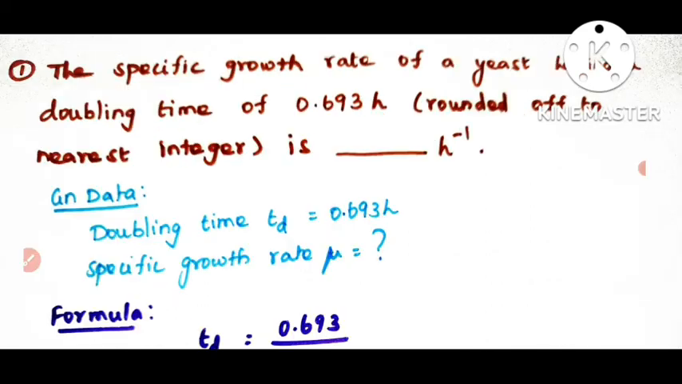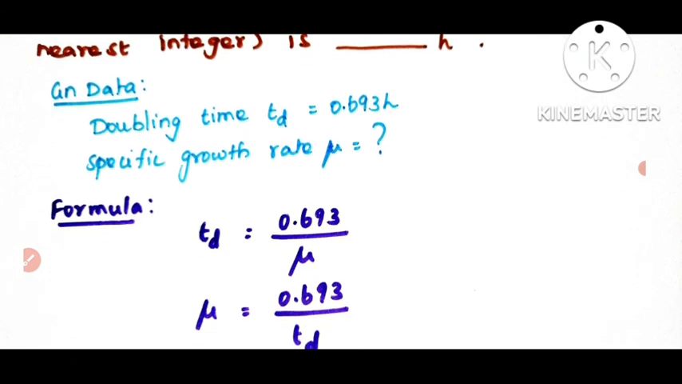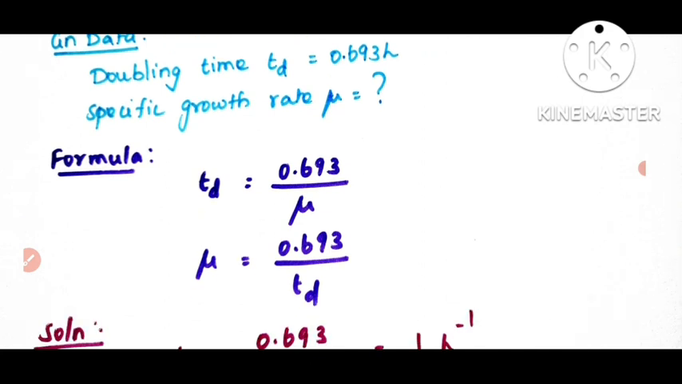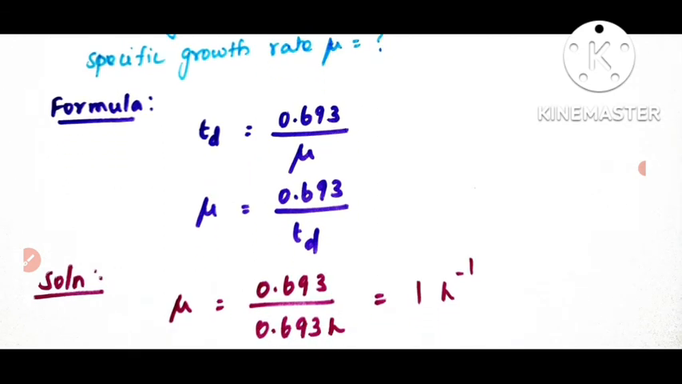The second problem is, the specific growth rate of a yeast having a doubling time of 0.693 hour, rounded off to nearest integer, is dash per hour. So here the given data, they have given doubling time, td is equal to 0.693 hour, and they're asking what is specific growth rate. The formula for doubling time is td = 0.693 divided by mu. We just rearrange this, so mu is equal to 0.693 divided by td, and substitute the given data in the equation. So mu is equal to 0.693 divided by td, td is also 0.693. So that is equal to 1 per hour.